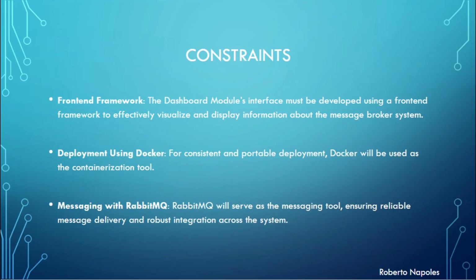While pursuing these goals, the project is bound by certain constraints. Front-end framework. The dashboard model's interface must be developed using a front-end framework to effectively visualize and display information about the message broker system. Deployment using Docker. For consistent and portable deployment, Docker will be used as the containerization tool. Messaging with RabbitMQ. RabbitMQ will serve as the messaging tool, ensuring reliable message delivery and robust integration across the system.